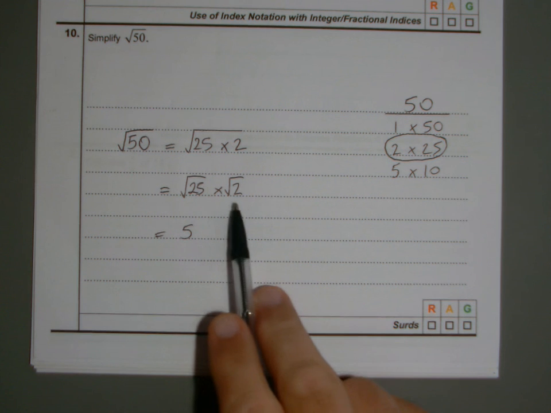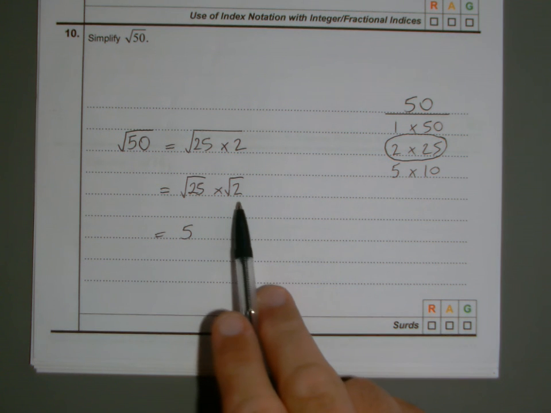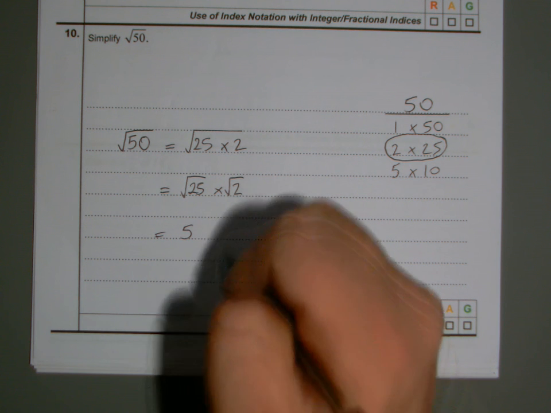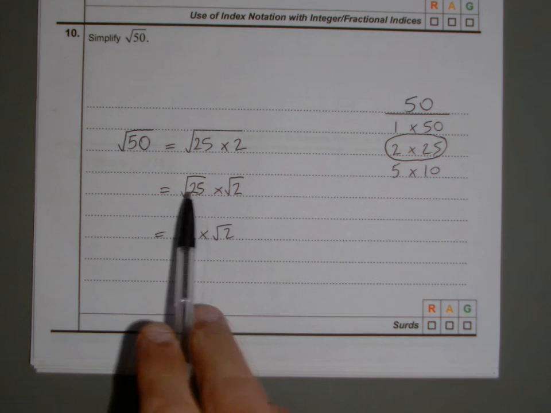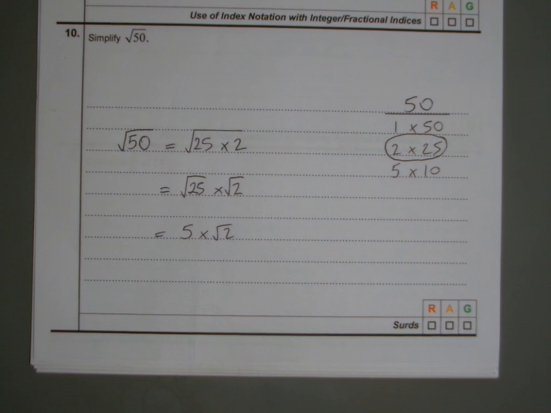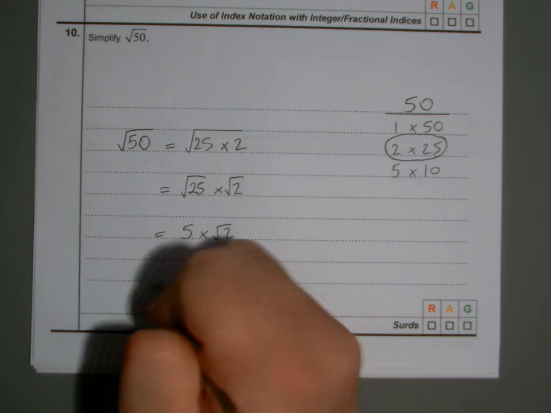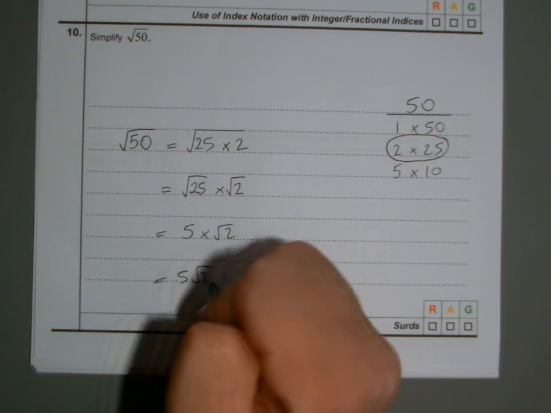Now, square root of 2 is horrible. It's a surd, so I'm not going to work that out. I haven't got a calculator on this task, so I'm going to leave it as square root of 2. Because it's horrible, it's a surd, but that square root I could work out. So you get 5 times root 2, which we would write then as 5 root 2.